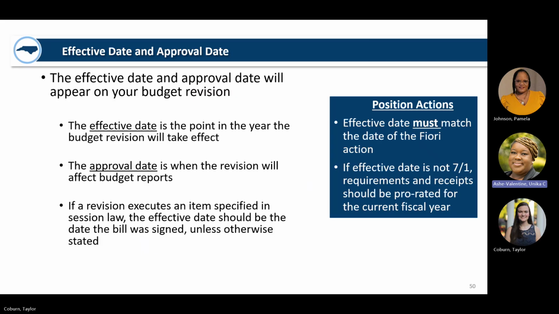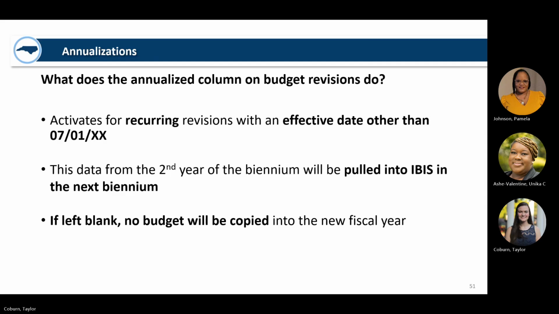Position actions' effective date must match the date that is in the create new position action in the Fury payroll system. If the effective date is not 7/1, then the requirements and receipts should be prorated for the current year and annualized for year 2 if it's a recurring revision. The annualization column activates any recurring revisions that have an effective date other than 7/1 to be pulled into IBIS in the next biennium. If the annualization column is left blank, then no budget will be copied into the new fiscal year.